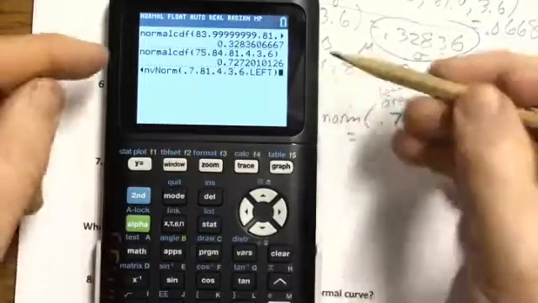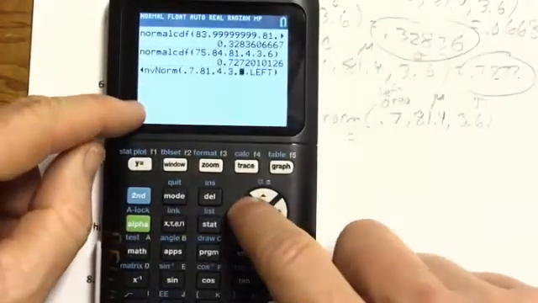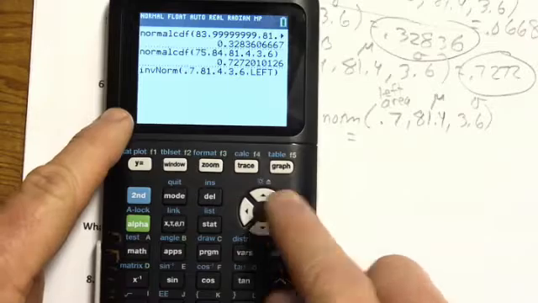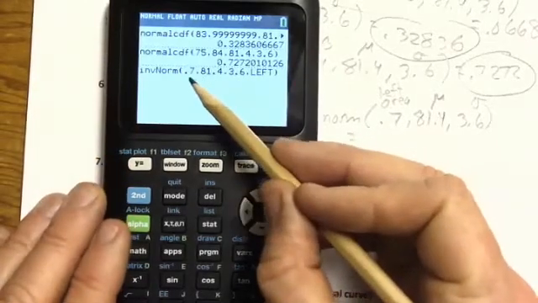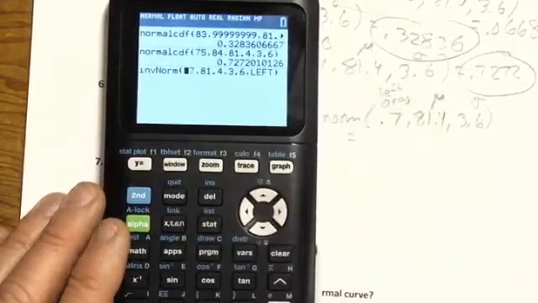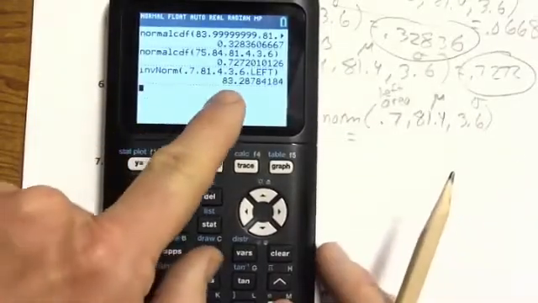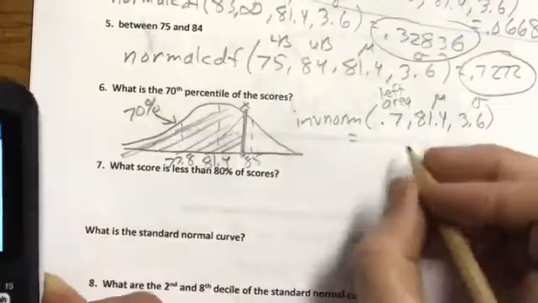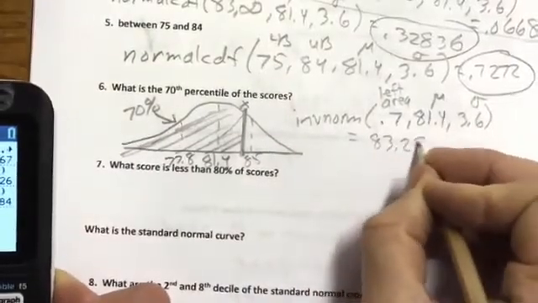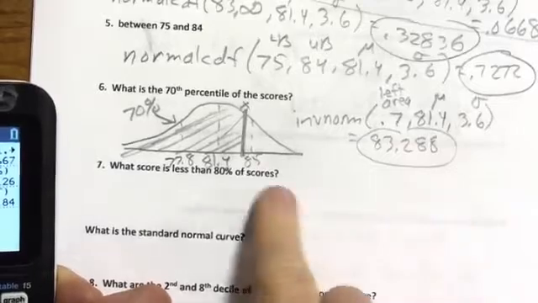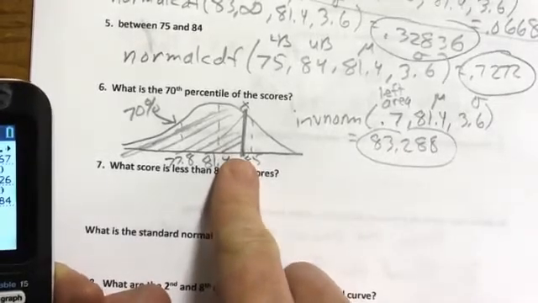Now, many calculators are just going to give you this command. It's just going to say inverse norm. And if it does that, just enter those three numbers separated by commas: the left area, comma, the mean, comma, the standard deviation, and then it won't say left there. So I hit enter and that's it. That's the answer, 83.288. This is a test score, so it doesn't have a unit. And that seems to be reasonable as far as an answer.